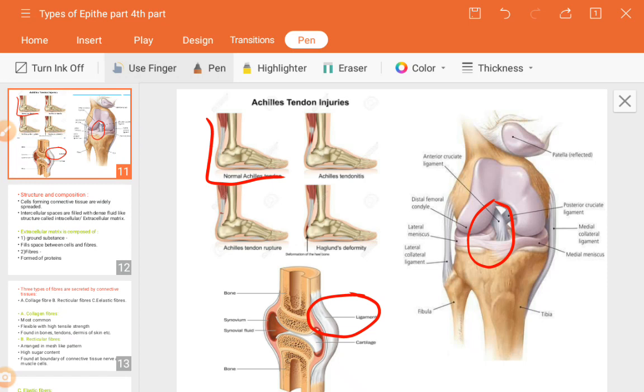Next, what about the tendons? The tendon tissue connects a bone to muscles. See guys, that connects the muscles. Fibrous connective tissue. How does it connect the muscles? Below this tissue, the muscles will be present. So it is actually connecting to the muscles.